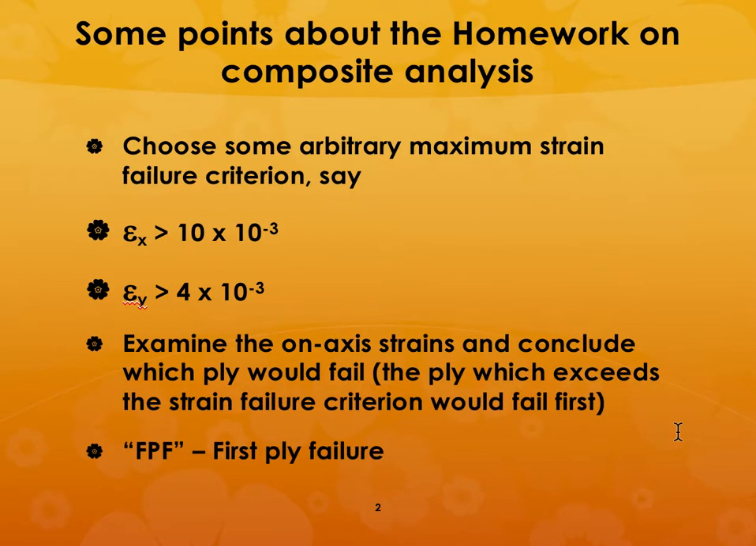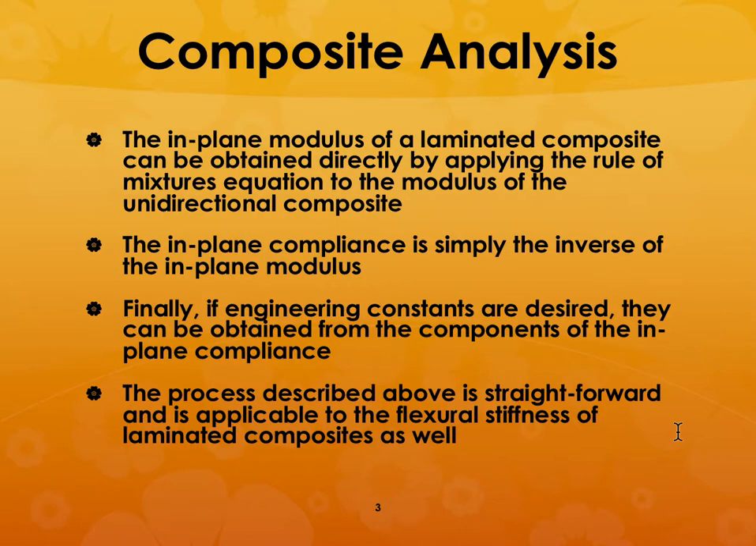I just want to give you a few pointers about the homework on composite analysis. What I would recommend is that you choose some arbitrary maximum strain failure criterion, in epsilon x and in the x and y directions, and use the on-axis strains and conclude which ply would fail. What you would get is the first ply failure. When does first ply failure happen? You may be able to figure that out using this.